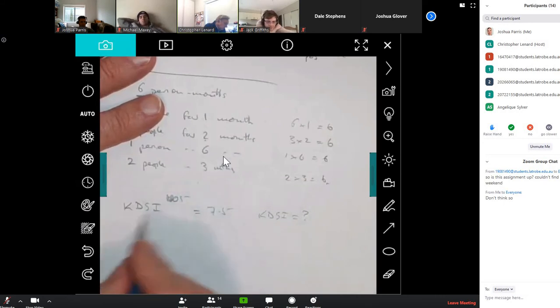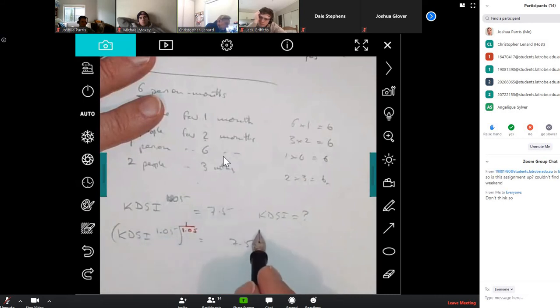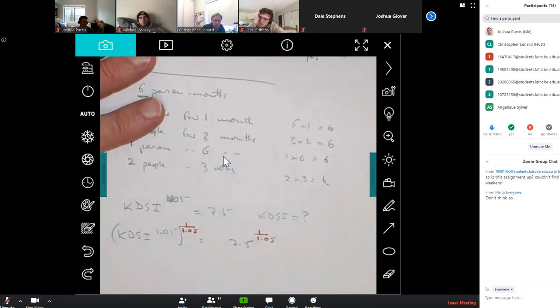and the trick is if you take KDSI to the 1.05 equals 7.5, and you raise all of this to the 1 over 1.05, that'll give us our answer. What's happening here is that on this bit, we now have KDSI to the power to another power. And we've chosen this, so the 1.05 times 1 over 1.05 gives us 1.